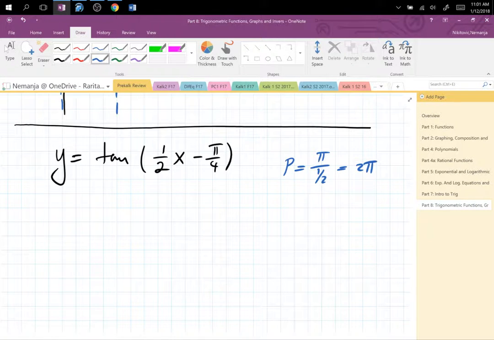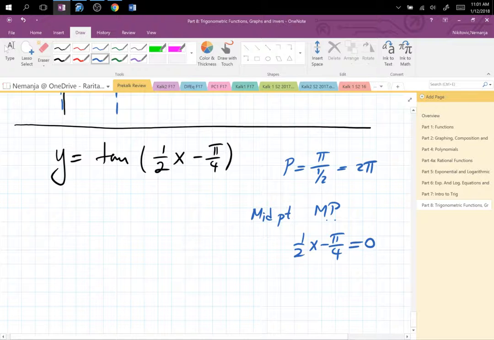And we are going to find the midpoint. You don't have the start and end point now because you have asymptotes, but you do have a midpoint, the MP. And the MP is going to be 1/2 x minus pi over 4 equal to 0, which is going to be pi over 2. Yeah. So move pi over 4 to the other side, and then times 2 each side to get rid of the half. So we have our midpoint at pi over 2, and we have our period at 2 pi.